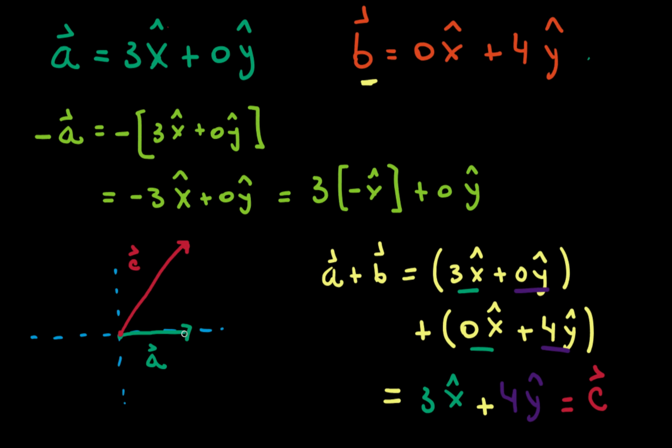And what I want to show you here is that if you look very closely, you will probably see that when you connect this point right here to this point right there, you go no units in the x, and you go 4 units in the y. So 4 units in the y, no units in the x, that's precisely B. And there you have it.